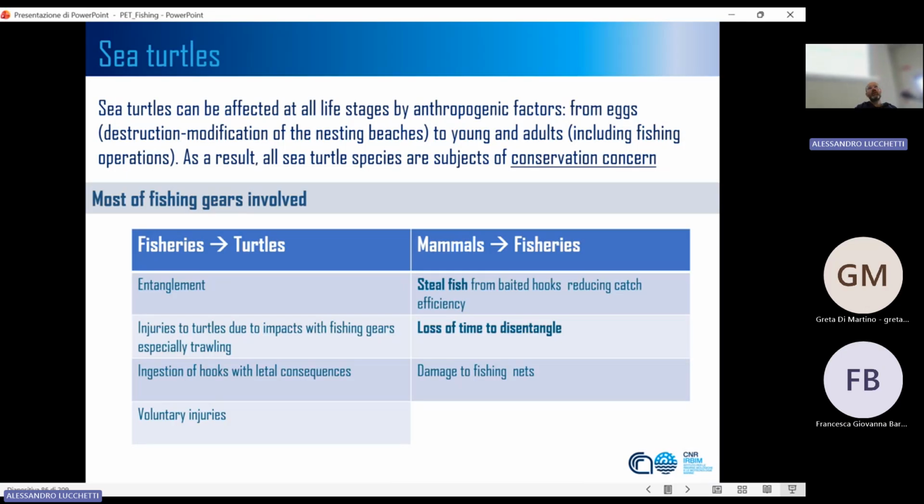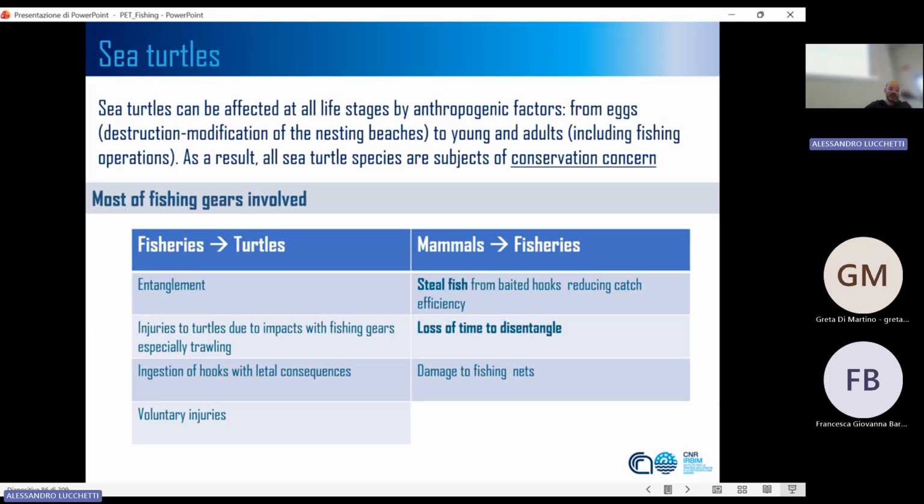I made a review of the papers from, I don't remember, Cape Verde probably, where one of the main reasons of mortality was for human consumption. Therefore, in some areas of the world, there is also this type of problem.